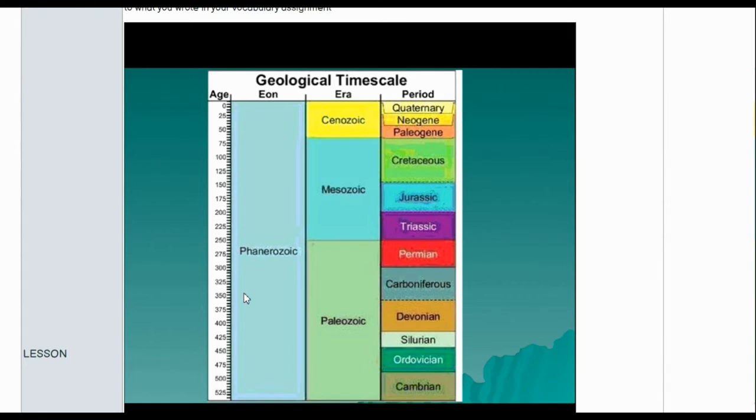Pause the video here to get this copied down into your notes. Also pause the video anytime you need to finish up a slide and then catch up.